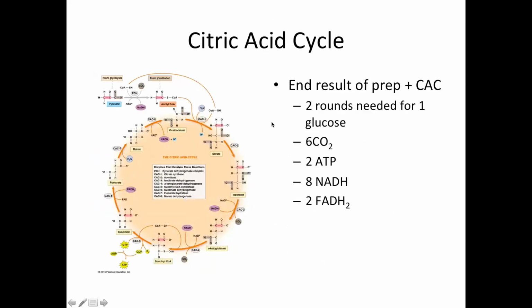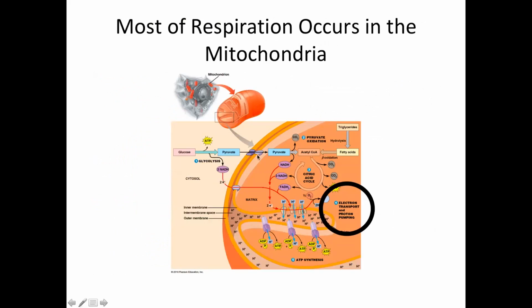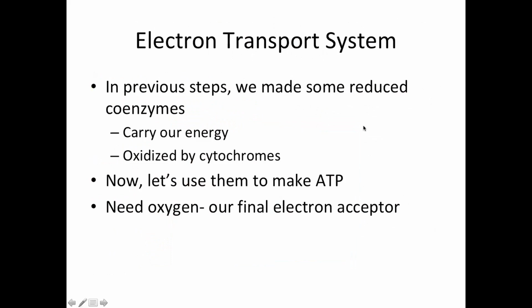This is the cycle shown in full, again, tracking those carbons that come in, and then we have carbons that come out. Now that we have done the citric acid cycle, we can then proceed to the electron transport chain, which again also occurs in the mitochondria. We have all of these reduced coenzymes, NADH and FADH2, and we need to use them now to make ATP. The electron transport system is going to shuttle the electrons through protein complexes with cytochromes, oxidizing the electron carriers until we get to oxygen, which is our final electron acceptor.